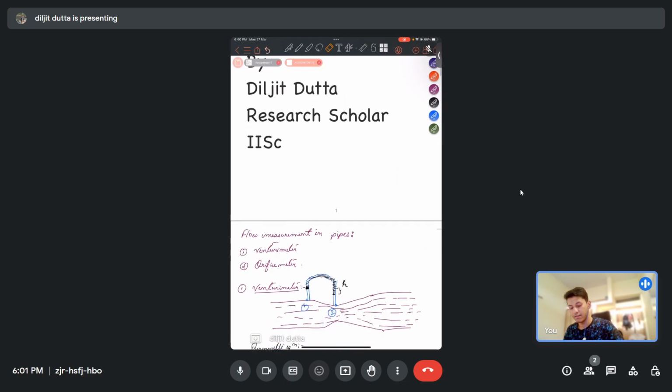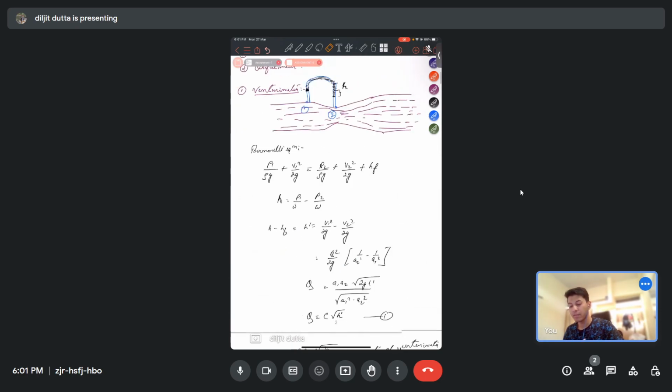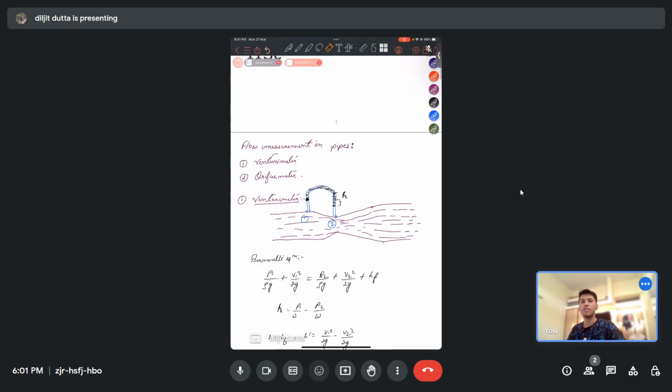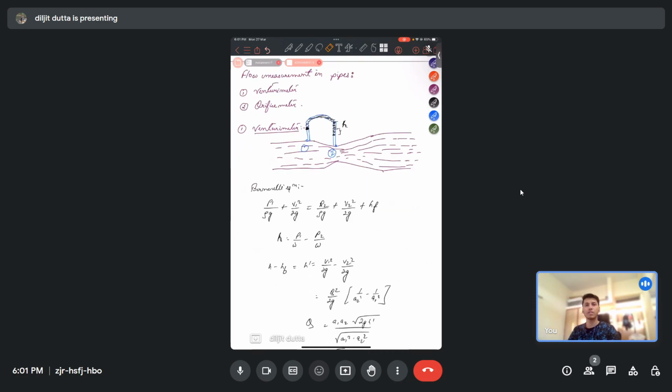First of all, we will be looking into the measurement devices in pipes, like how do we measure flow in pipes. There are three main devices for flow measurement in pipes. One is the pitot tube, which we have discussed in our previous lectures. Second is the venturimeter, and third is the orifice meter. We'll go to the principle of the venturimeter.